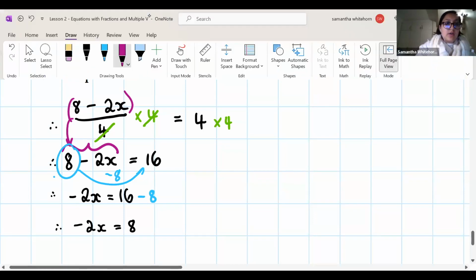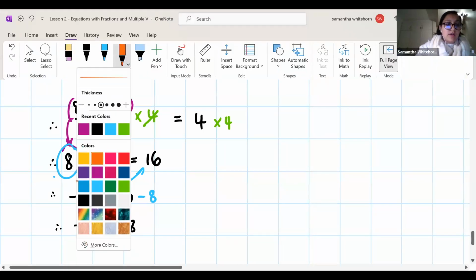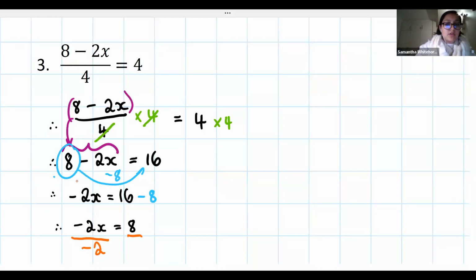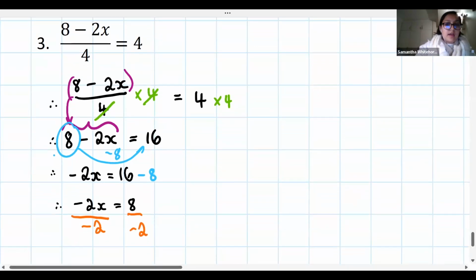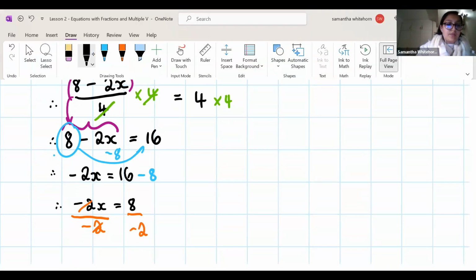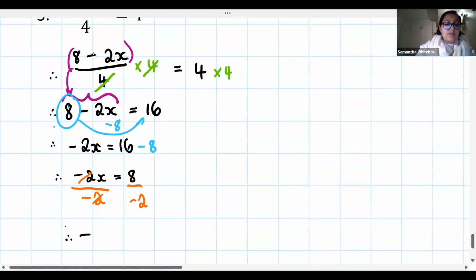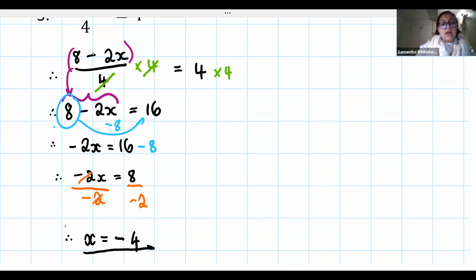We don't want that coefficient of 2, so we need to divide both sides by negative 2. And once we've done that, we're able to get x alone. Now, guys, be careful. Positive 8 divided by negative 2, sorry. A positive divided by a negative is a negative, and 8 divided by 2 is 4. So here, our answer is x equals negative 4.